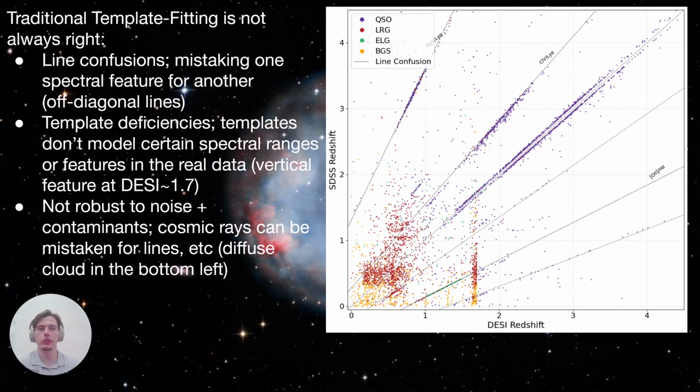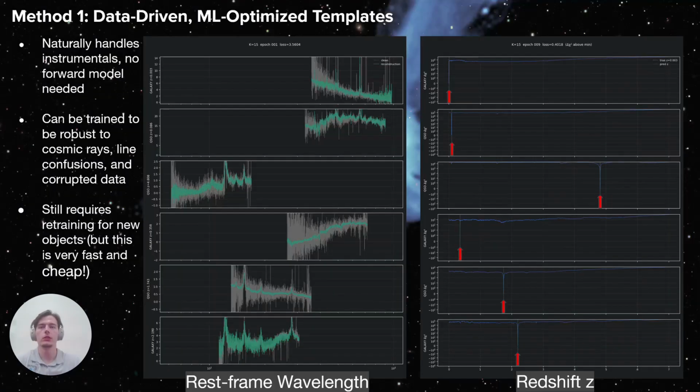Here's a plot showing disagreements between the two forefront spectroscopic redshift surveys, the Sloan Digital Sky Survey on the y-axis and the Dark Energy Spectroscopic Instrument on the x-axis, showing a few specific failure modes. Namely, there are line confusions, which are those labeled off-diagonal lines where two different distinct spectral features are confused for one another. There are template deficiencies, where the templates simply can't model certain objects or certain redshift ranges. And then there's contaminants like noise and cosmic rays, which are that diffuse cloud in the bottom left.